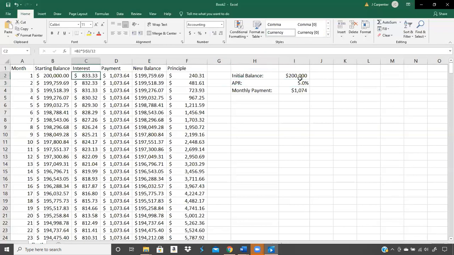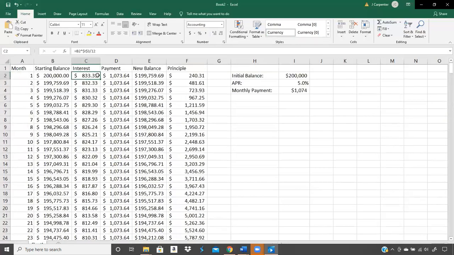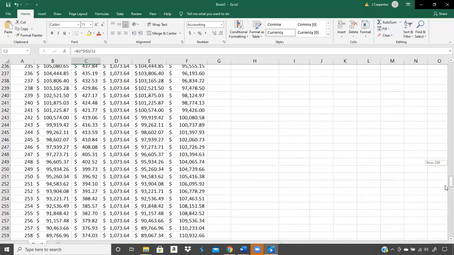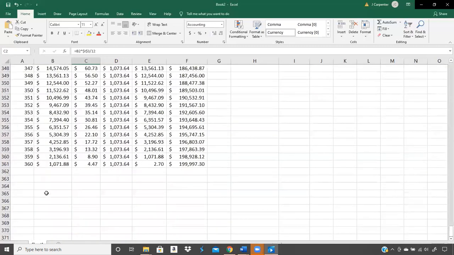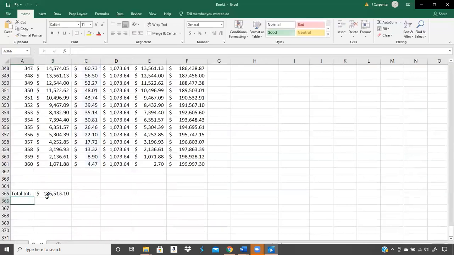All right, let's look at the interest with this 3.5 versus 5% loan. So we already have this set up correctly for the 5% loan. So interest column, let's just add up every single interest payment we made, which is C2 through C361. So total interest equals sum, open parentheses, C2 colon C361. And we can see that I've got all those highlighted if I scrolled up, close my parentheses. And we're paying $186,513 in interest on this loan.